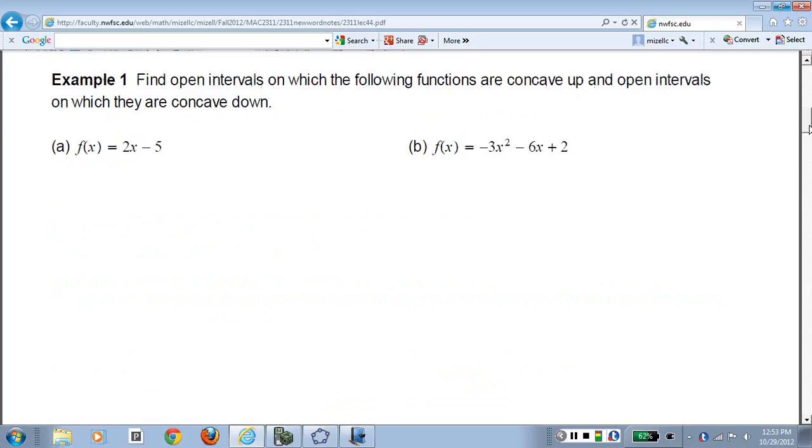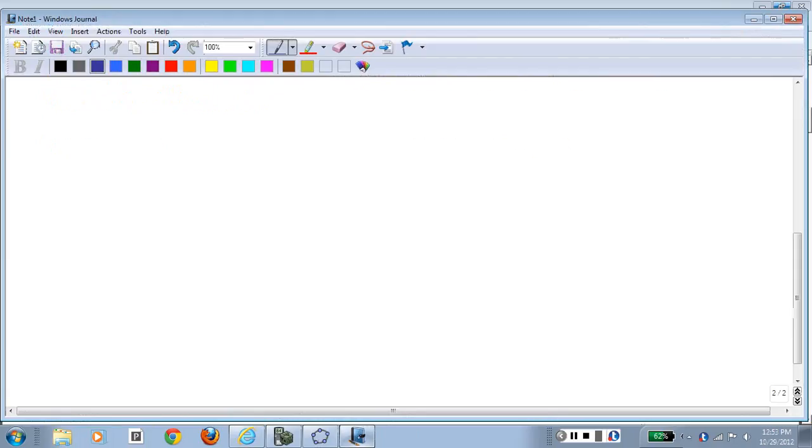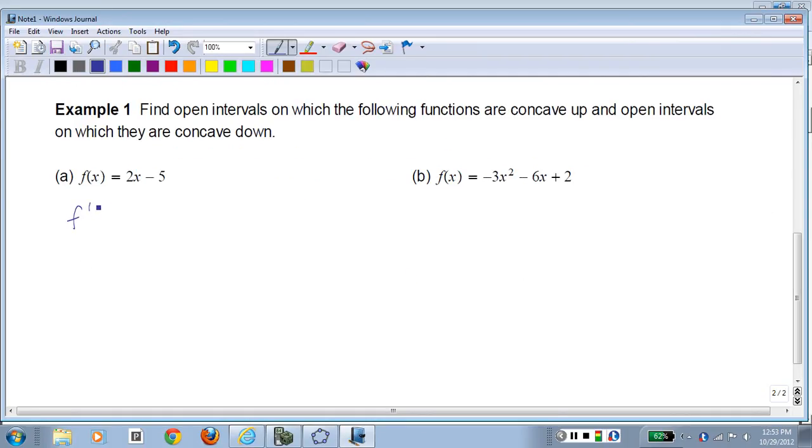Find open intervals on which the following functions are concave up and open intervals on which they are concave down. Both cases, we're going to find the second derivative and sketch a sign graph for the second derivative. So the first one, f prime of x equals 2. F double prime of x equals 0.